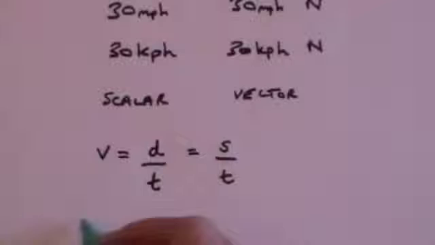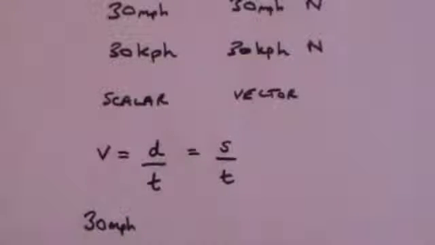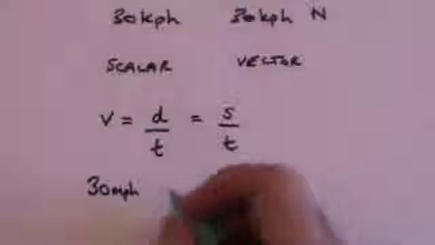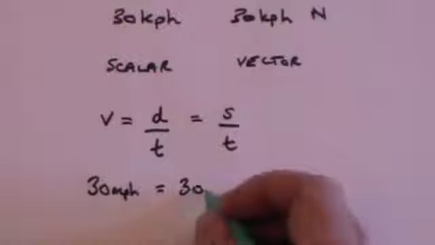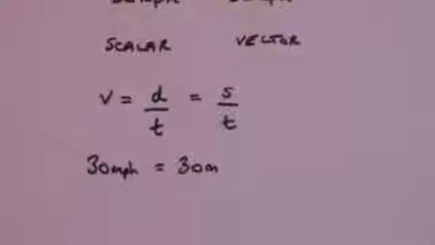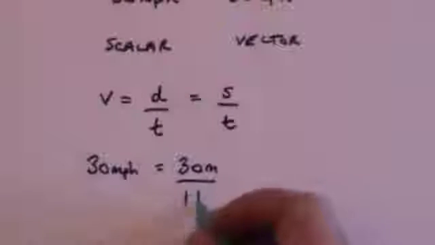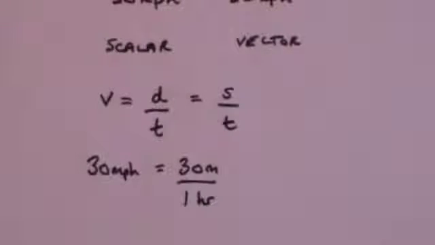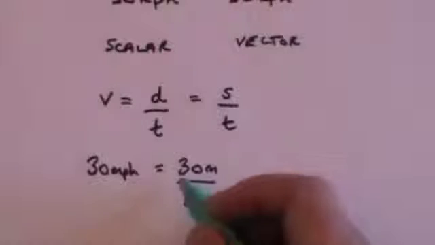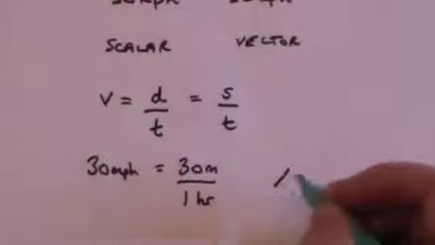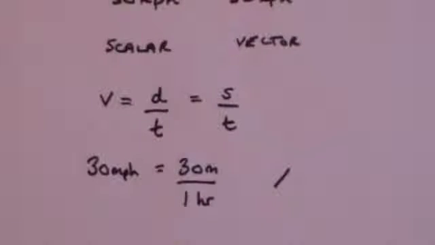So as I've said, if the speed or velocity is 30 miles an hour, then that essentially equates to a distance of 30 miles divided by a time of 1 hour. And essentially the dividing line means per. So 30 miles per hour.